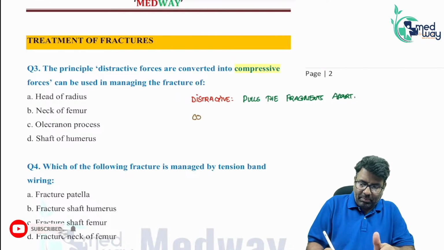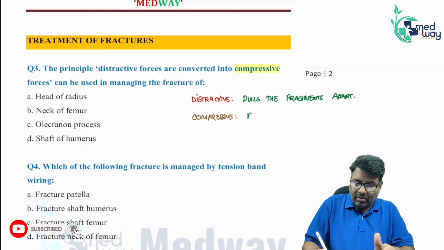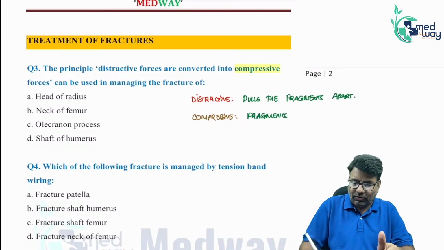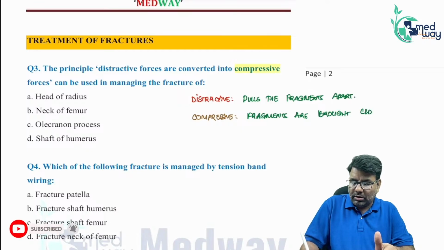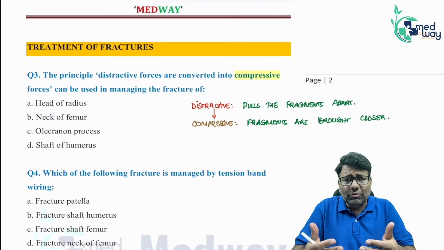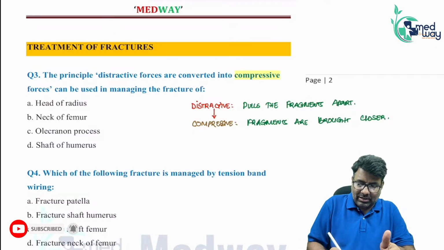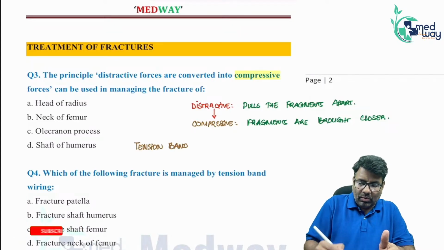And compressive, when we write compressive, it means the fragments are brought closer to each other. So what is that surgical technique which converts the destructive forces into compressive forces? And that surgical technique is known as tension band wiring.